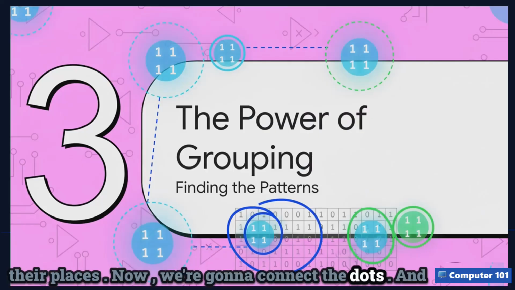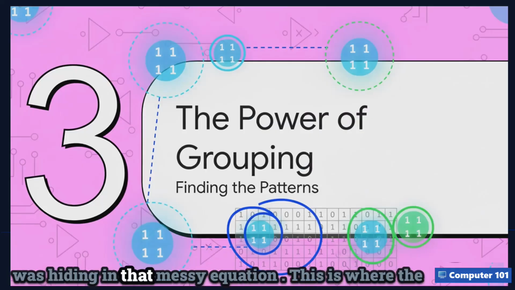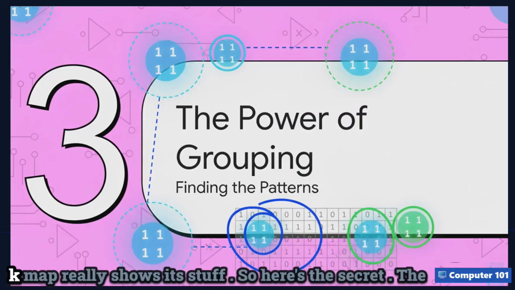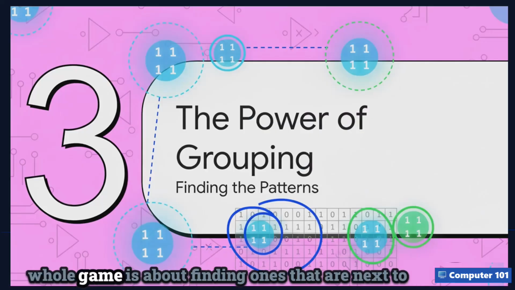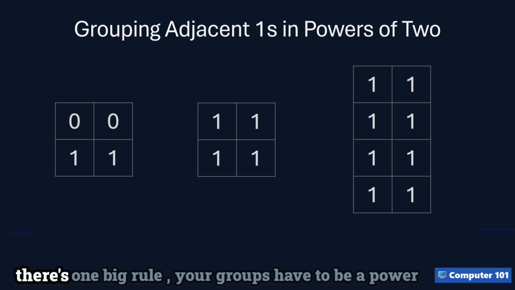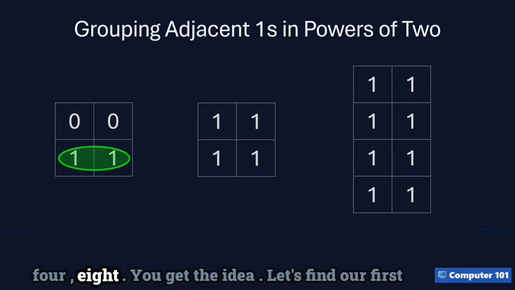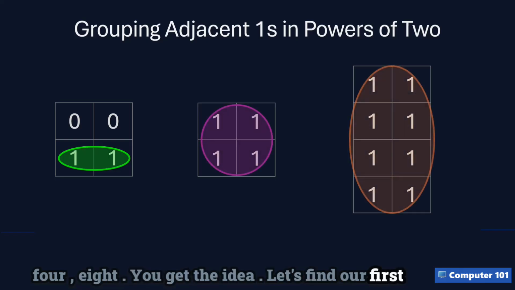Now we're going to connect the dots. And in doing so, we're going to uncover the simple logic that was hiding in that messy equation. This is where the K-map really shows its stuff. So here's the secret. The whole game is about finding ones that are next to each other and drawing circles around them. But there's one big rule. Your groups have to be a power of 2. So you're looking for groups of 1, 2, 4, 8. You get the idea. Let's find our first group.